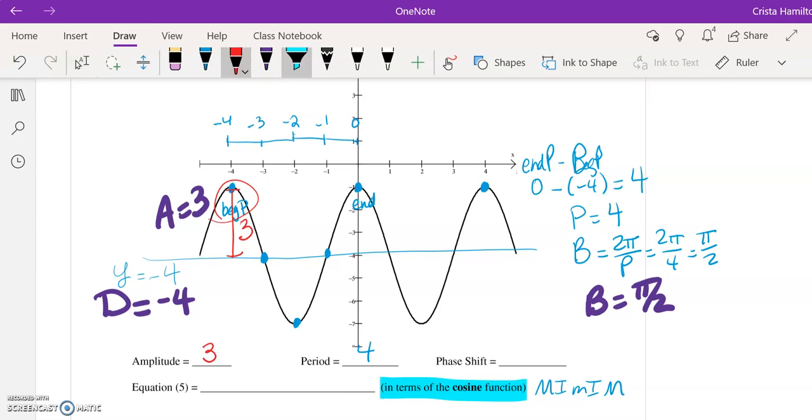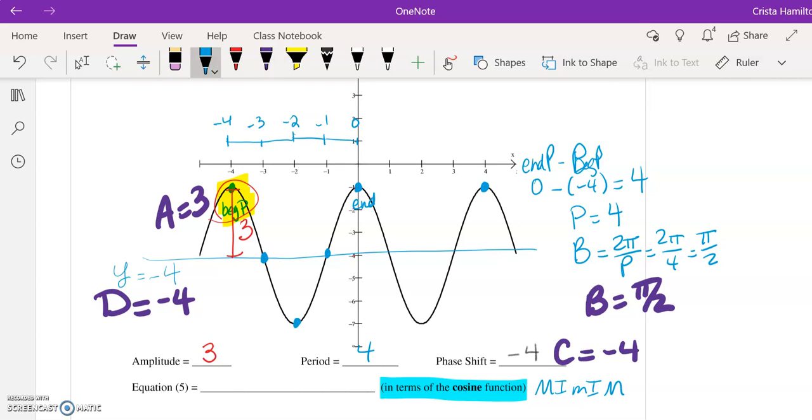So again, the phase shift. For this problem, just so that we could practice it, I made it a phase shift to the left. I made the beginning of the period to be -4. And so that means my phase shift is -4. So immediately, once we have that, that tells us that c is going to be -4.